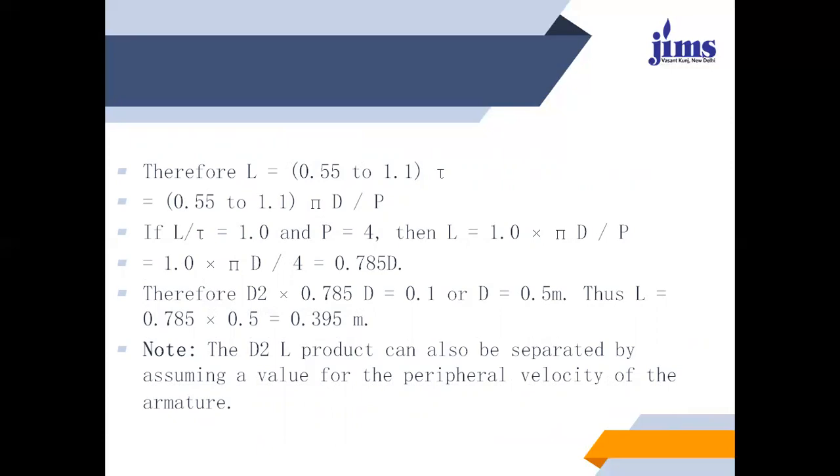Now, the D square L product can also be separated by assuming a value for the peripheral speed, or peripheral velocity, of the armature. So this will be the dimensions of the DC machine, and now we will discuss the other parameters associated with the DC machine design and manufacturing.